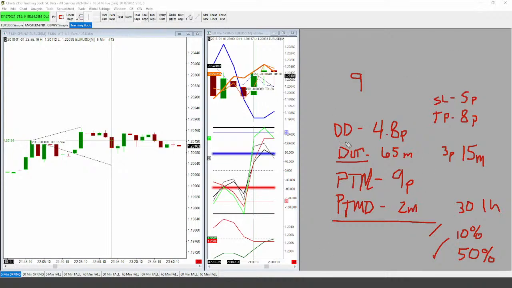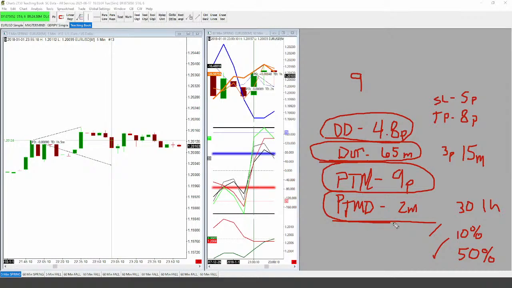So collecting the drawdown, the duration, the post-trade movement duration, this tells us that it goes negative for about 4.8 pips over the course of 65 minutes. And this tells us that it goes profitable for about 9 pips over the course of 2 minutes after drawdown. So we stay in profit for about 2 minutes, and we're negative for about 65 minutes. Now, this is only one example, so that's hardly math and science.